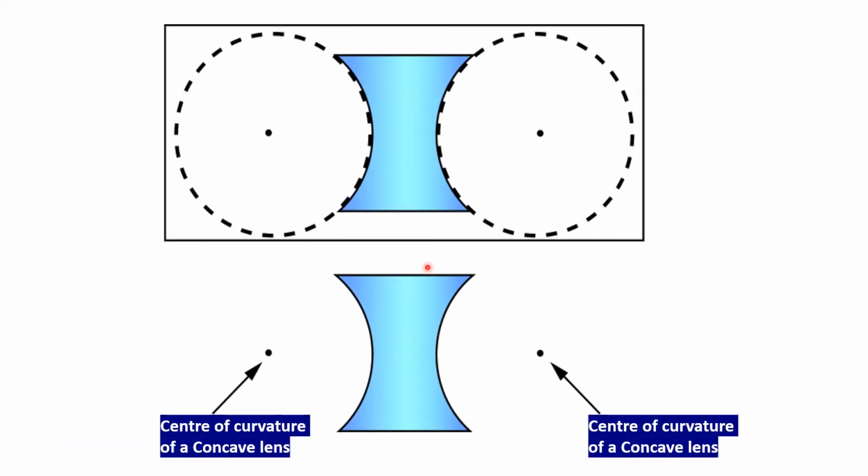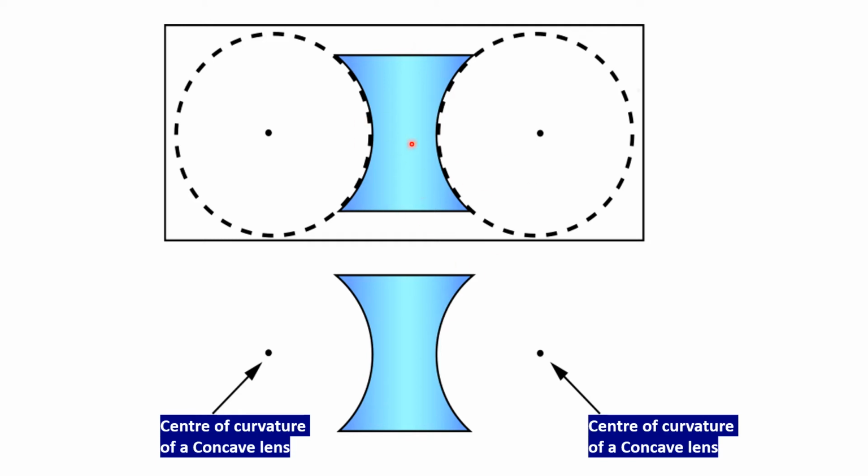See here also what type of lens it is. It is the concave lens. If you complete this first curved surface as a circle like this, you will get one center. Similarly, if you complete the second curved surface as a circle, you will get its center here. So these two are the centers of curvature of this lens. So a lens has two centers of curvature.